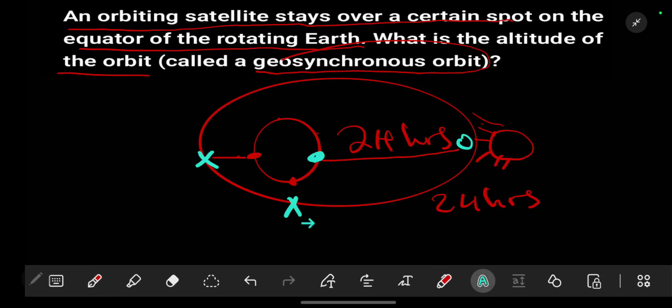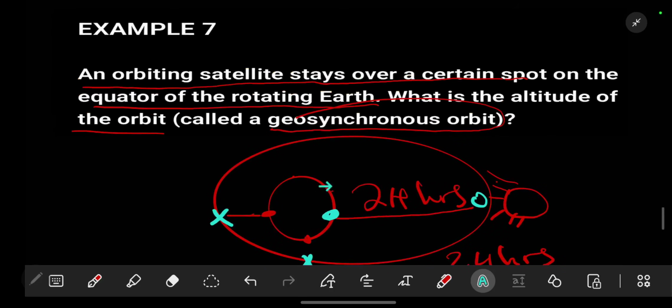So that is a geosynchronous satellite. It is one that completes its orbit in 24 hours. So now, geosynchronous satellite, so that's that.